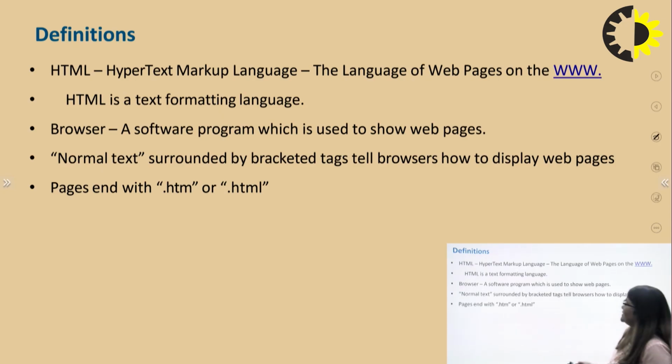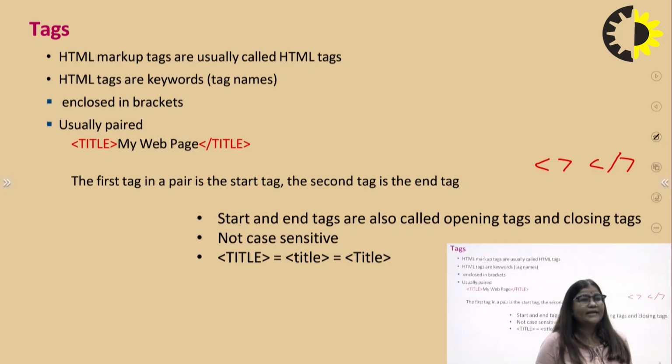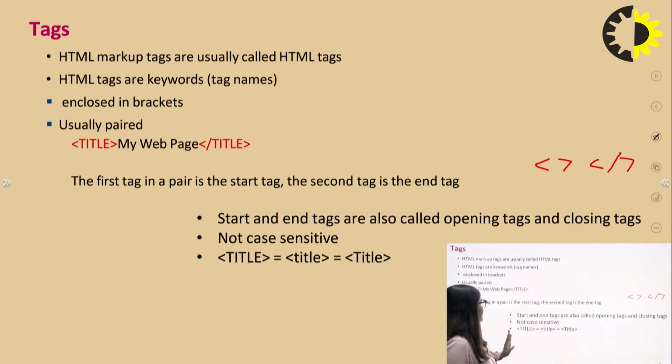Okay, so the next, tags are like this. HTML markup tags are usually called HTML tags. HTML tags are keywords enclosed in brackets, usually paired. The first tag in a pair is the start tag, and the second tag is the end tag. This is the start tag, and this is the end tag, as you can see here. And it is not case sensitive.